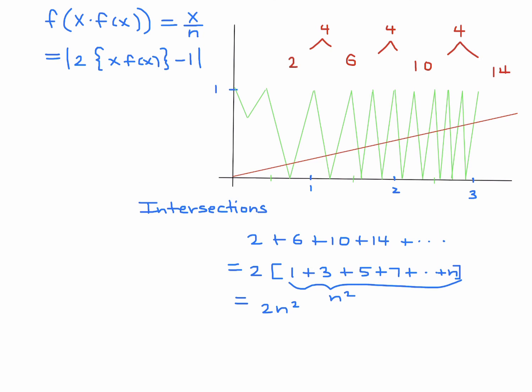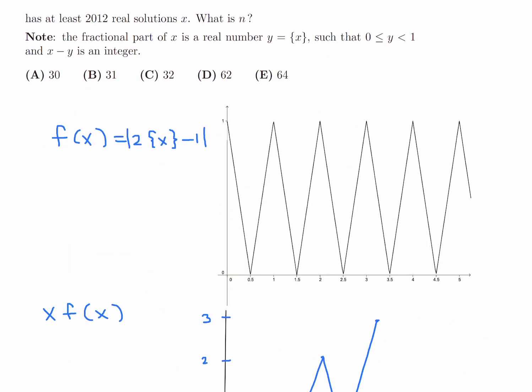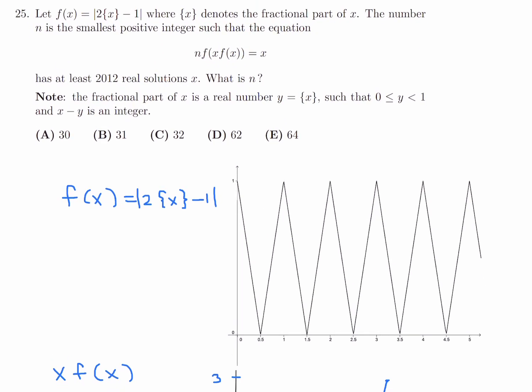And our question says that we want more than 2012 solutions. So that means this 2n squared has to be greater than or equal to 2012. So n squared has got to be greater than or equal to 1006. And the first time that you get an integer solution for this is when n is equal to 32. So the answer to this question is 32, which is choice C.